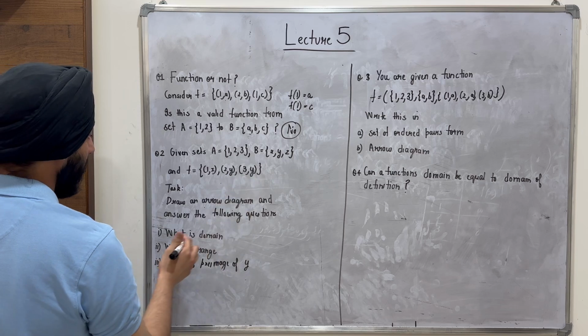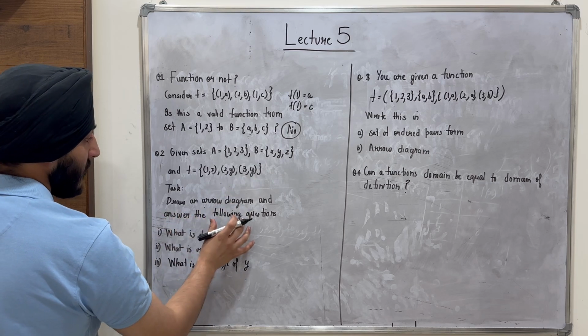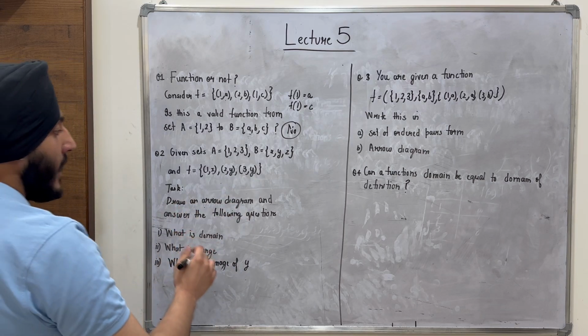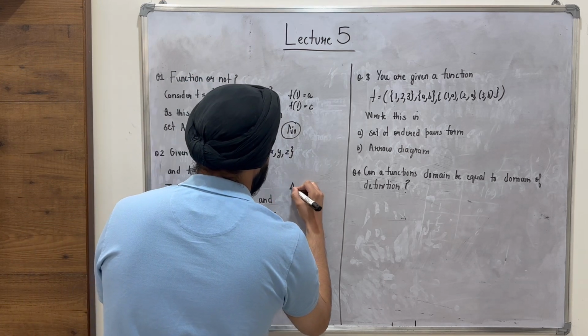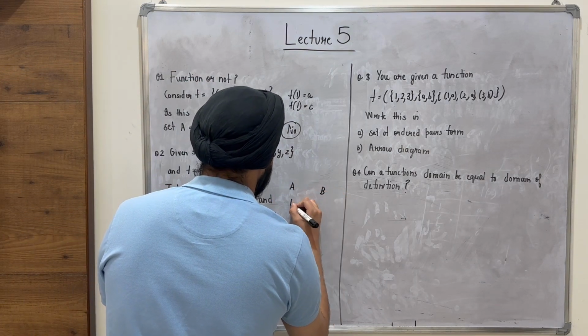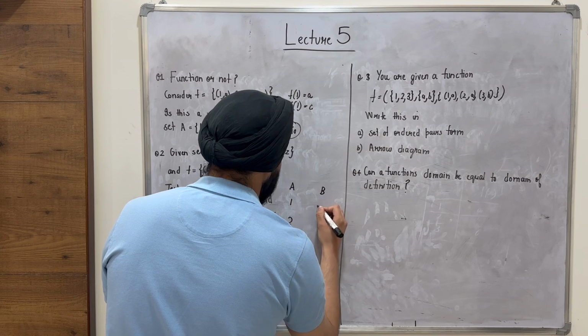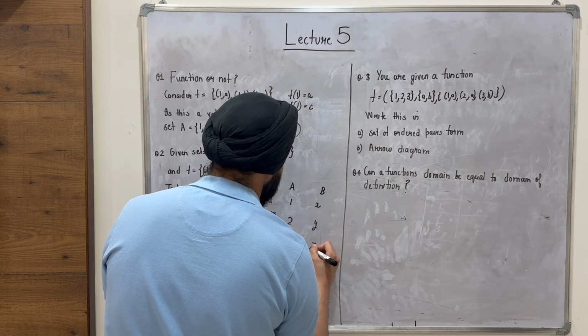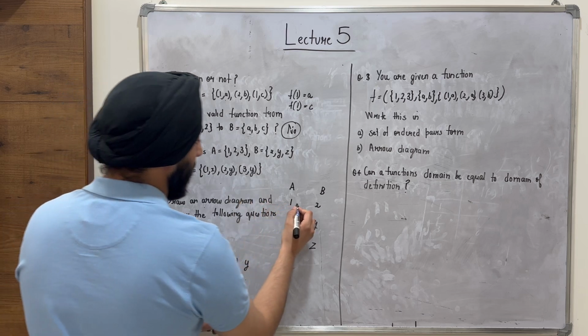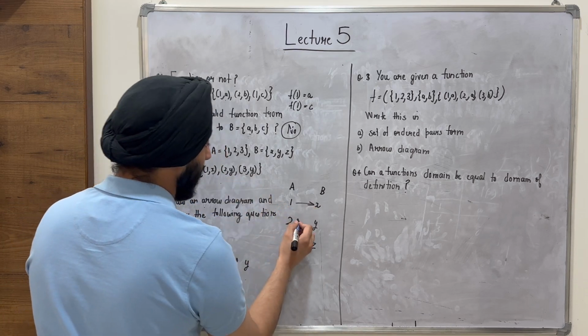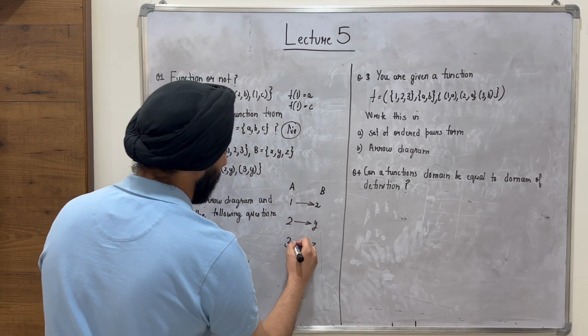Moving on. Given the sets A = {1, 2, 3} and B = {x, y, z}, and f = {(1, x), (2, y), (3, y)}, draw an arrow diagram and answer the following questions. So I'm going to draw an arrow diagram for it. Let's say I have A, B over here, 1, 2, 3, x, y, z. 1 points to x, 2 points to y, and 3 points to y again.